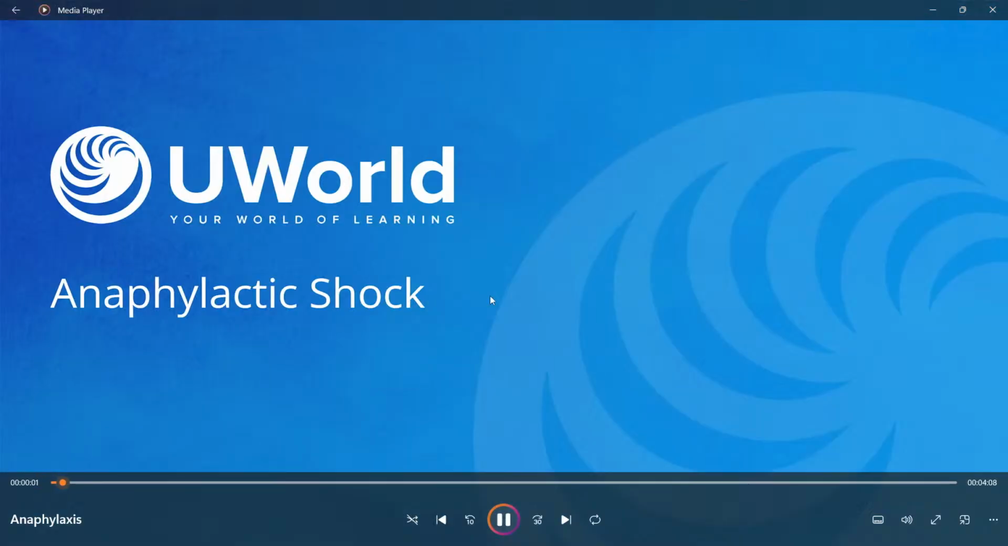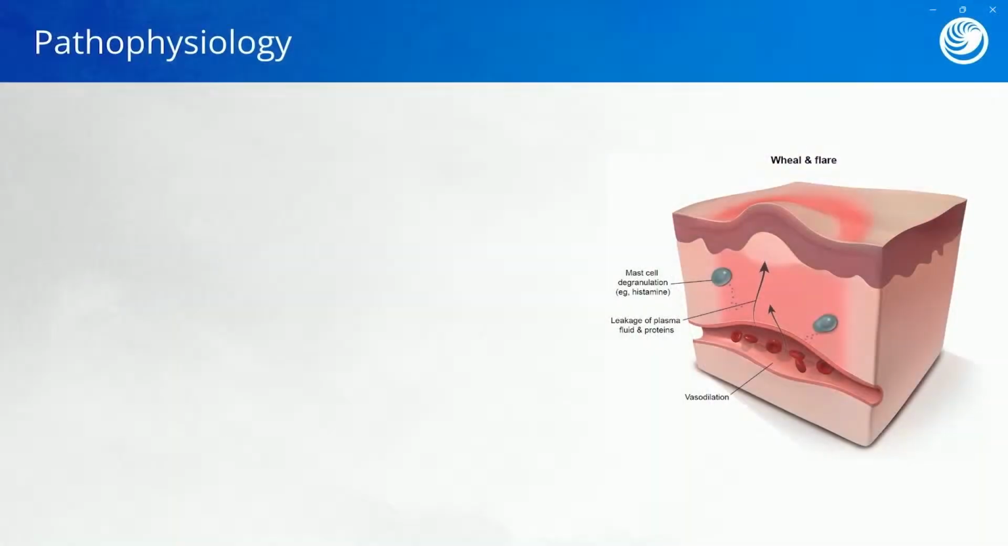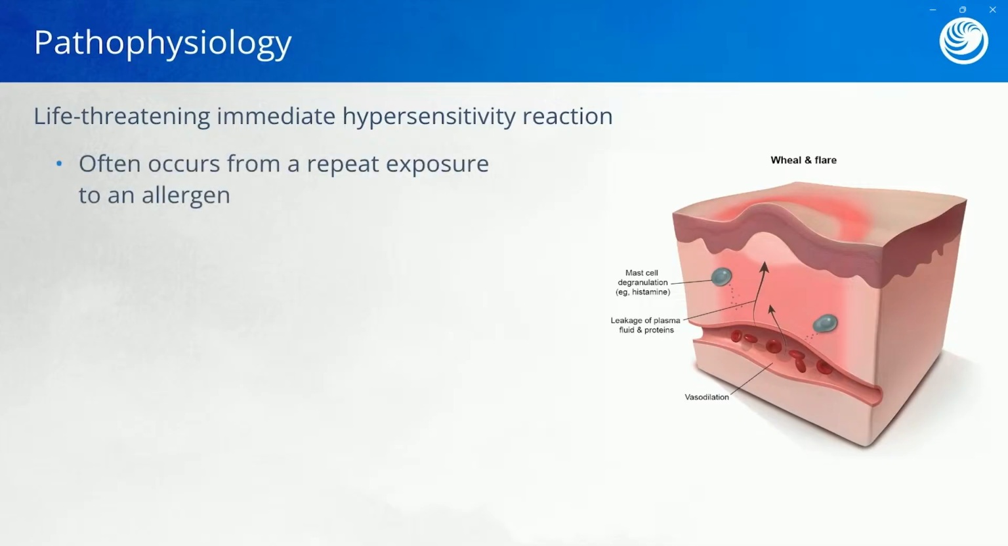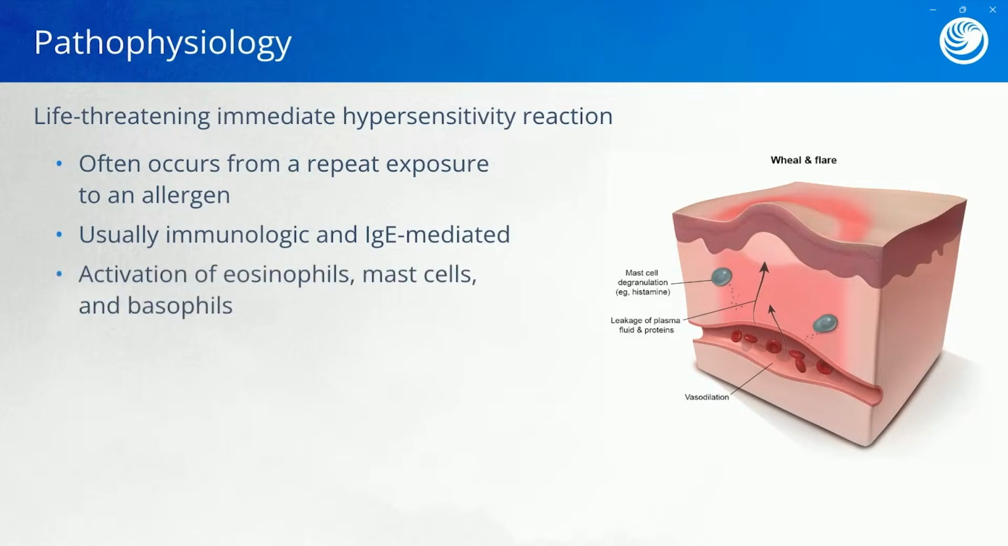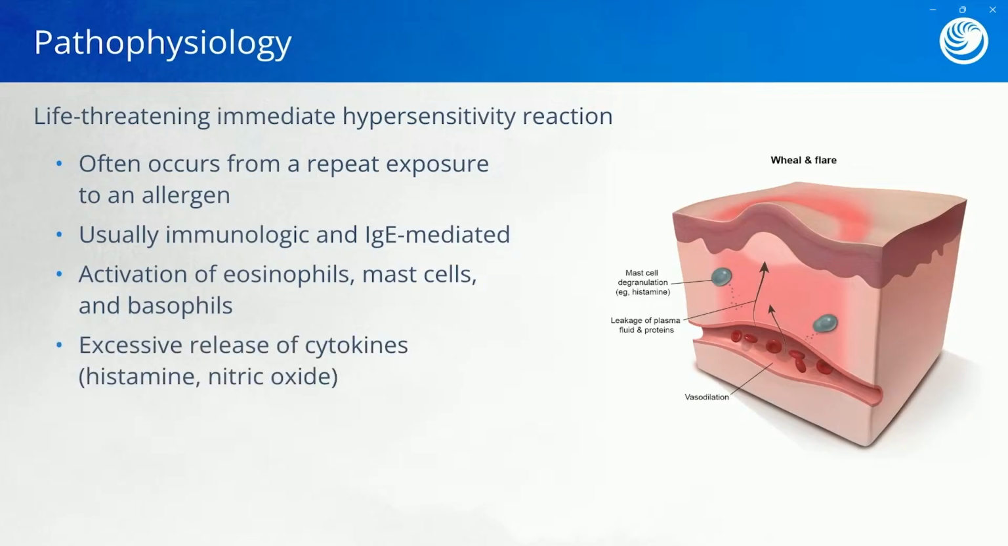You got this. This lesson is on anaphylaxis. Let's talk about the pathophysiology of anaphylaxis, which is a life-threatening, immediate hypersensitivity reaction. It's often going to occur from a repeat exposure to an allergen. Usually what happens is you get exposed to something you're sensitive to, and your body ends up making antibodies, which is an IgE-mediated response. So your body ends up attacking itself. This is an activation of eosinophils, mast cells, basophils, all kinds of cytokines that are released.